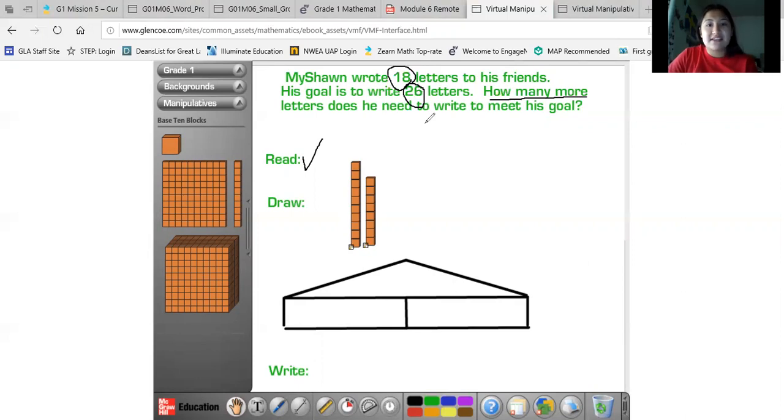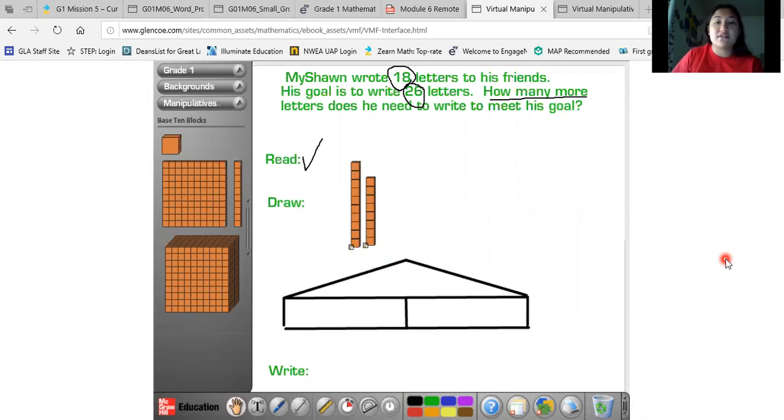How many letters has Mysean already written? Shout it out on 2. 1, 2. That's right. He wrote 18 letters. So I used 1 10-stick and 8 ones to show 18. I have 10, count with me right here, 11, 12, 13, 14, 15, 16, 17, 18. That's how many letters Mysean has already written.